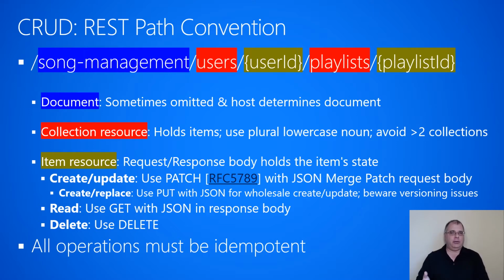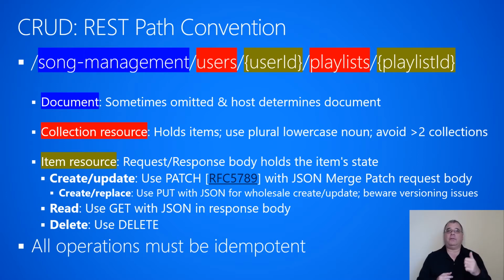To create a user, you would typically use PATCH, RFC 5789, with a JSON merge patch request body. And this will go and create the user of the ID that the client specifies on the service. And then the JSON merge patch is the JSON that indicates all the properties that you are setting for that user. PATCH is used to do a create. It's also used to do an update. So let's say you create the user and you need to update their phone number or their email address. Then you would also use PATCH.